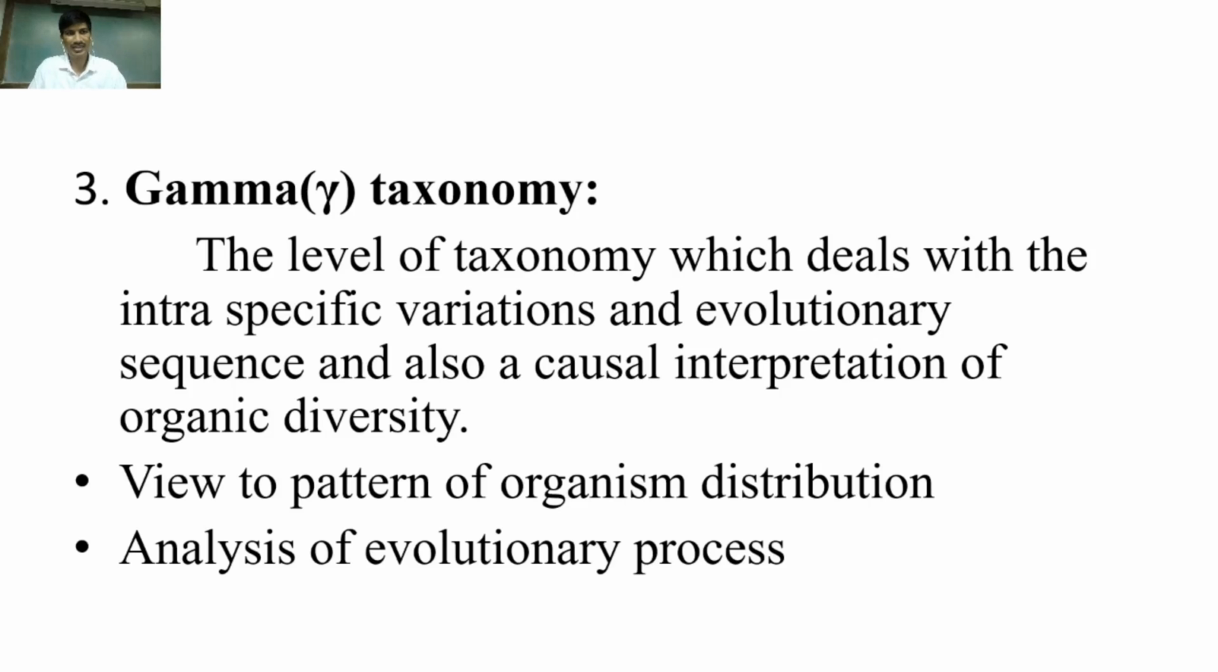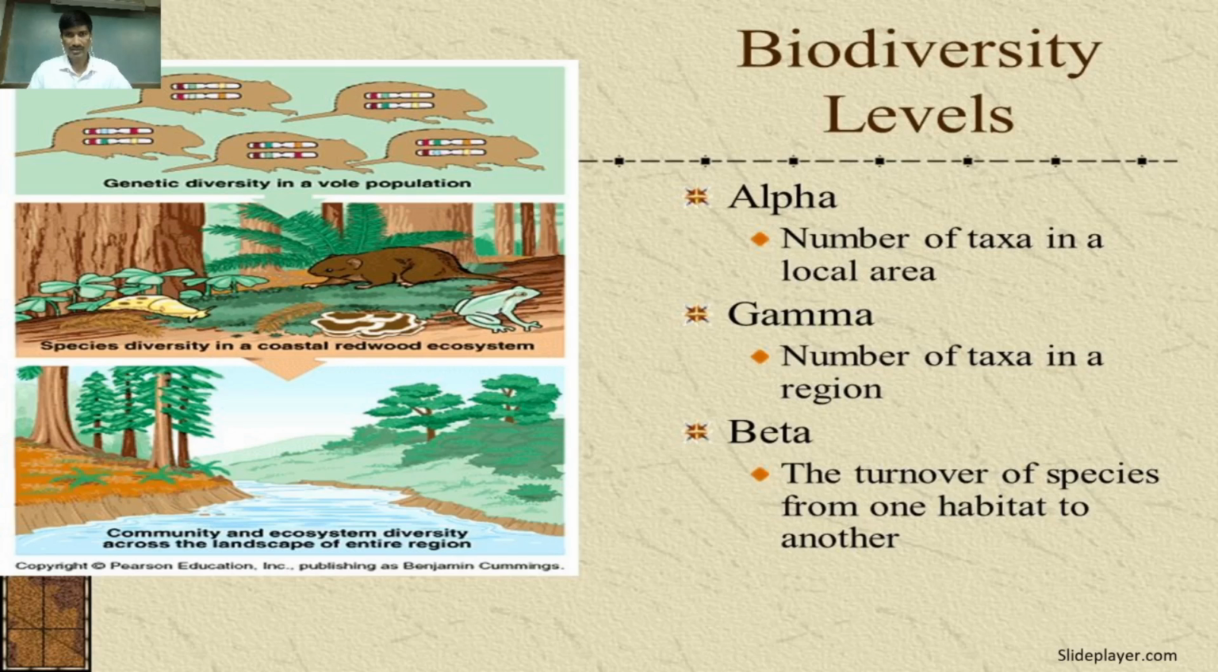Then the third parameter, the gamma taxonomy, is the level of taxonomy which deals with intraspecific variation. Intraspecific variation means two different ecosystems or two different study areas are separated by natural calamities, and evolutionary sequences go through them and also cause the interpretation of organic diversity. In that diversity, we specifically view the pattern of organism or animal distribution. We have now gone through these three levels of taxonomy.